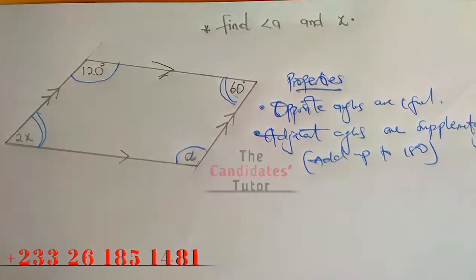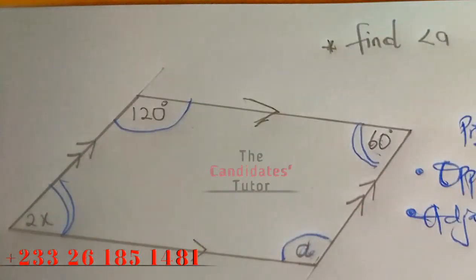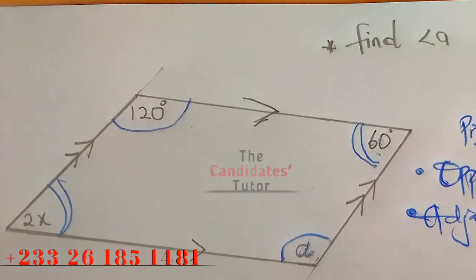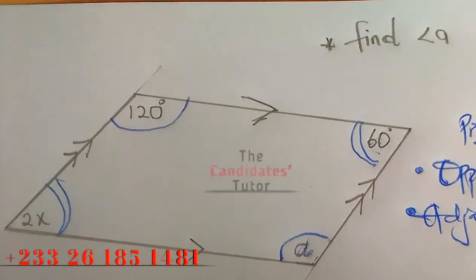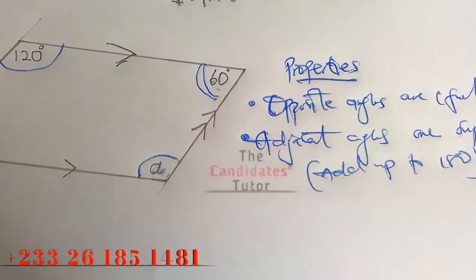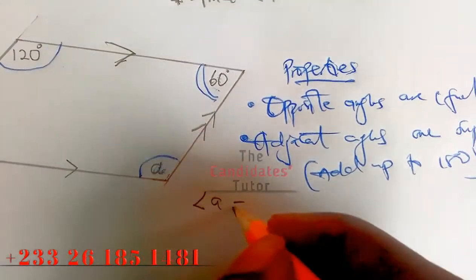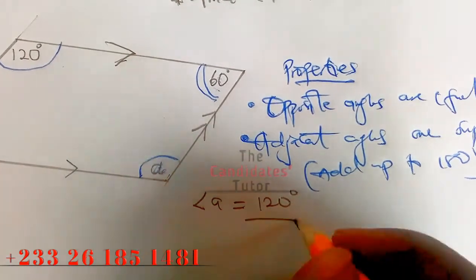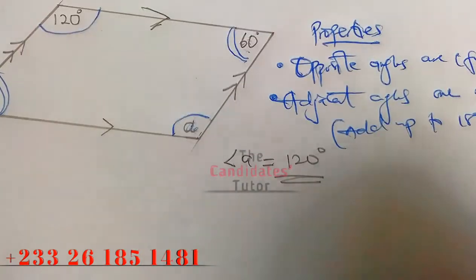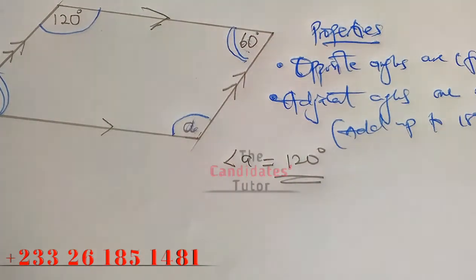Okay, so without wasting time, let's see how we can find the value of the angle A. Now clearly you can see that the angle A is going to be 120 degrees. If you are solving this as a theory question, you have to quote the property that since opposite angles are equal, angle A is equal to 120 degrees, and that will be all. Hope that's fine.